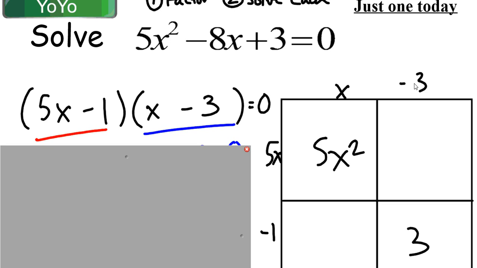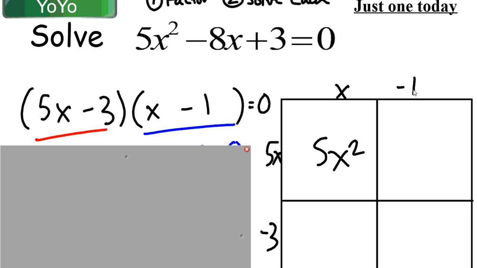5 times negative 3 will make negative, nope, that is incorrect. That's negative 15. Those need to be flipped. That is wrong. That's why we check. So when we did this before, it must have been a different problem. The 1 needs to be here, and the minus 3 needs to be here. So you erase, that's why we do this. 5x minus 3 and x minus 1.